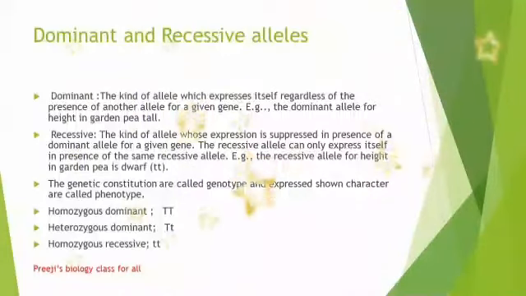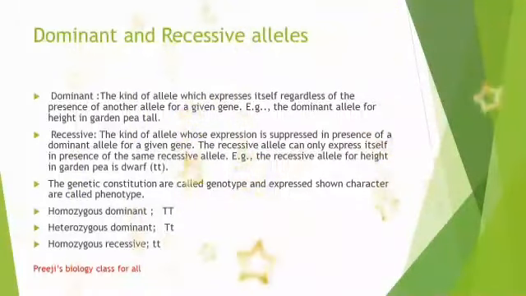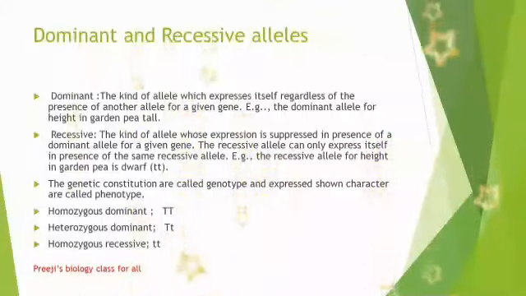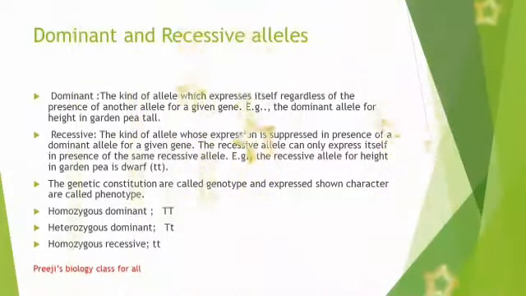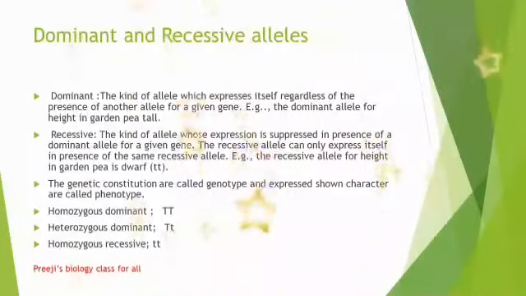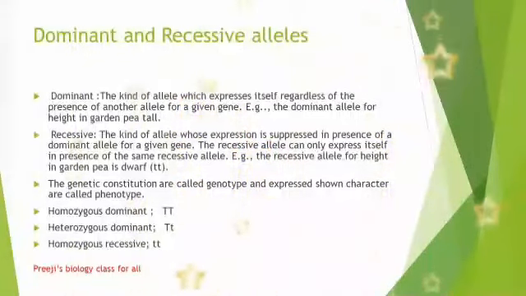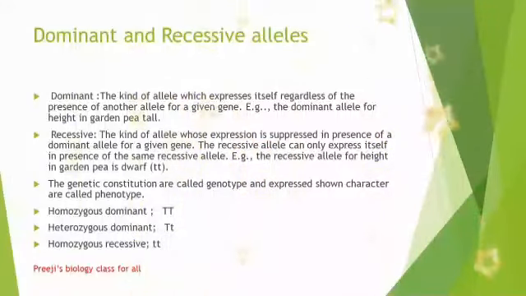Then what is meant by homozygous dominant, heterozygous dominant and homozygous recessive? While writing, if you write capital T, it is called homozygous dominant. Dominant characters we always represent using capital letters, while recessive characters are expressed only by small letters. So homozygous dominant means capital T, while heterozygous dominant is capital T with small t, and homozygous recessive means small t.